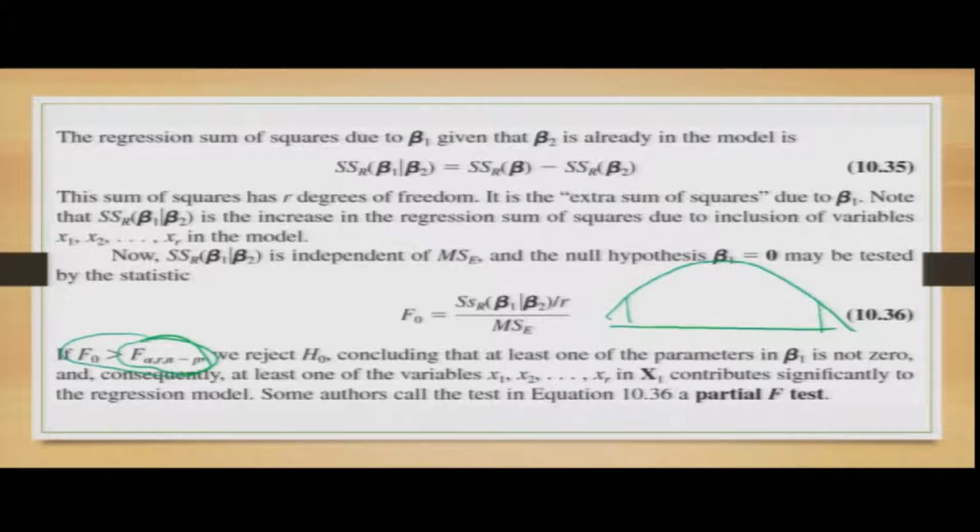We reject h naught, concluding that at least one of the parameters in beta 1 is not 0, and consequently at least one of the variables x 1 to x r in capital X 1, which is the matrix, contributes significantly to the regression model. Some authors call this a partial f test, because you are trying to find out the overall effect of r. Depending on that, you pass a judgment whether to accept or reject h naught.